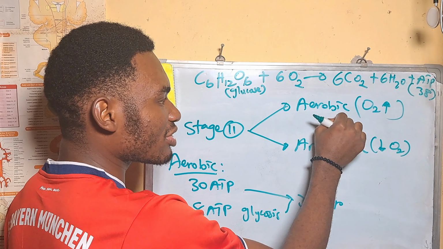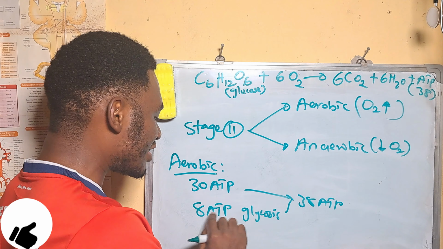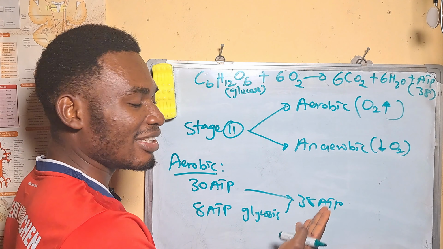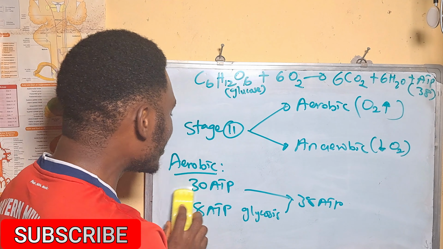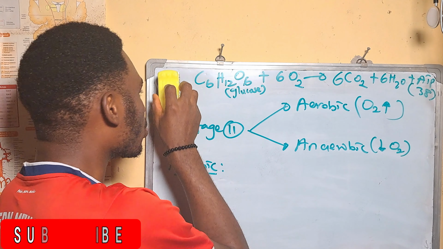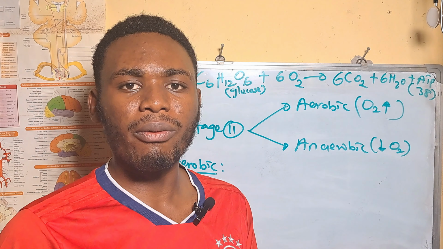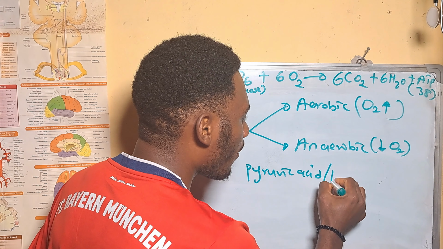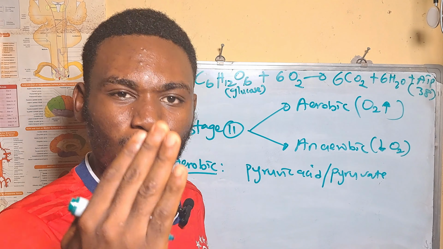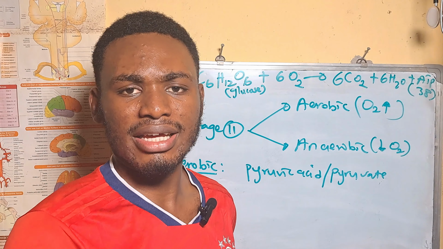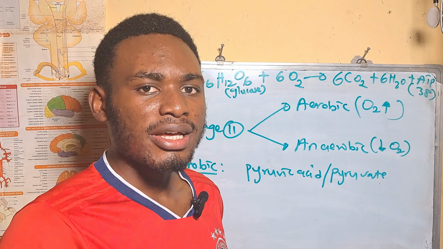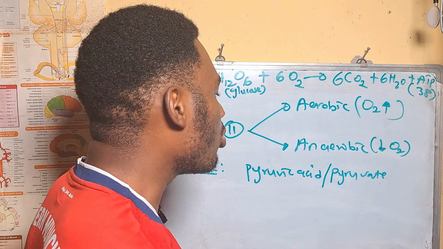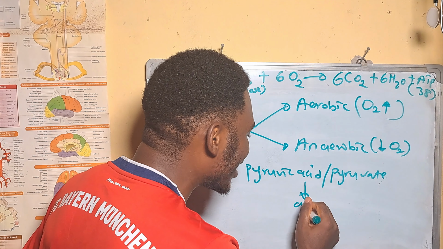So this second stage will give us 30 ATP, while the first step of glycolysis gave us 8 ATP. If you add the two of them, I'm going to have 38 ATP. So this second phase occurs in the mitochondria. That's why it's called the powerhouse of the cell. First of all, the pyruvic acid or pyruvate that we got from stage 1 is going to be decarboxylated. What do I mean by decarboxylation? It means the removal of a carbon group. So once you remove a carbon group from pyruvic acid, you're going to form acetic acid.